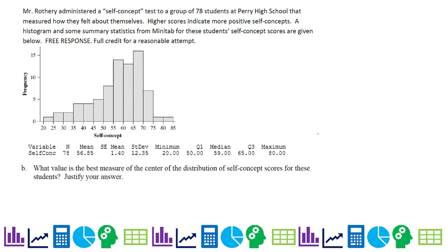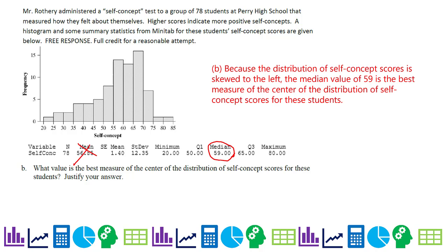Now, what value is the best measure of the center for the distribution of self-concept scores for these students? Well, this data is skewed left. And when data is skewed, we avoid the mean. All right. We don't like the mean. Mean bad. We like the median. The median is preferred. So 59 is the best measure. I'm going to switch back to my laser pointer.